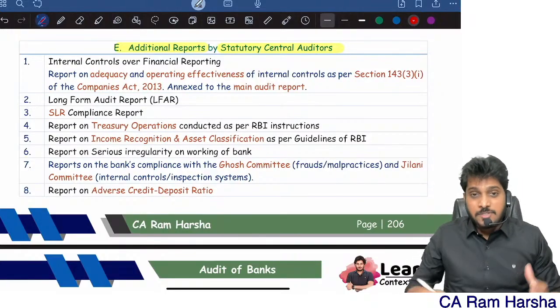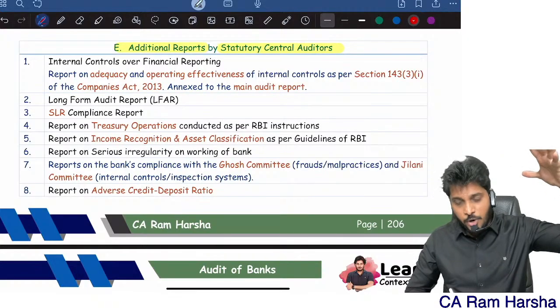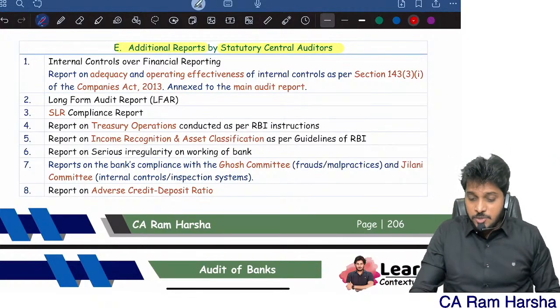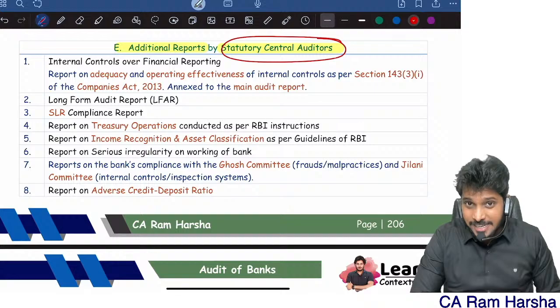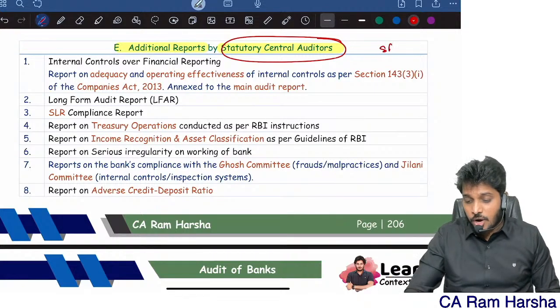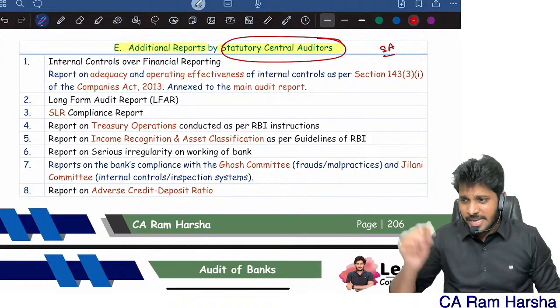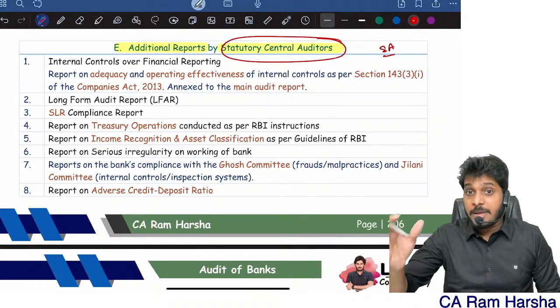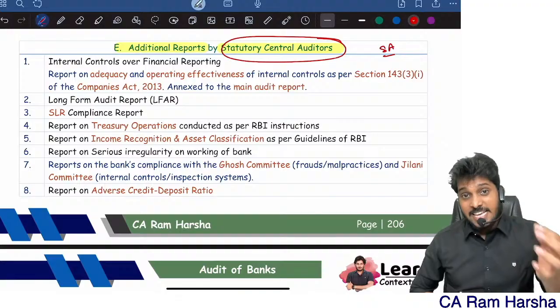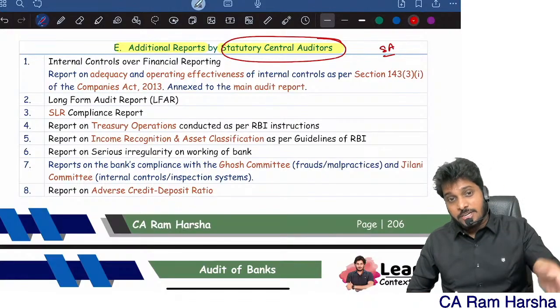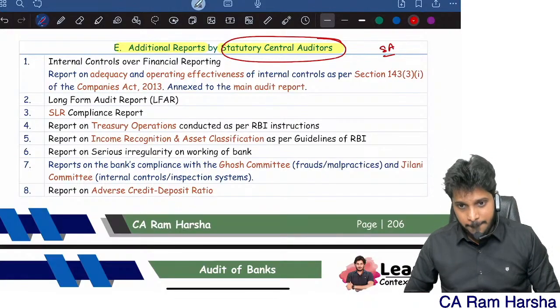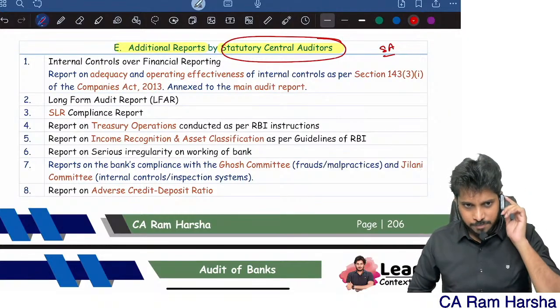So banks will have central auditors, principal auditors, and branch auditors. Principal auditors are called statutory central auditors. Branch auditors are called simply statutory auditors. In a bank and insurance company, SA means statutory auditor, generally the branch auditor. SCA, statutory central auditor, means the principal auditors of a bank. So that's the main meaning.